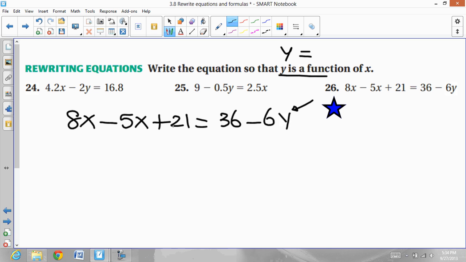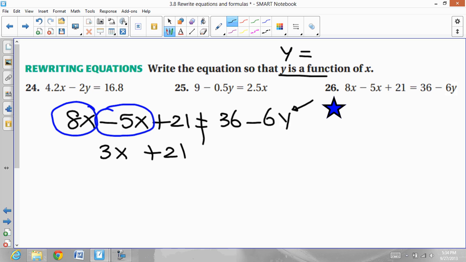So if you remember that y is on the right side, look on the left side. On the left side, you have x and x. This is your equal sign. If they are on the same side, you're going to combine them together. So I'm going to combine this with this. 8x combines with negative 5x to give you 3x. Plus 21, I'm going to bring it exactly as it is, equals 36 minus 6y.